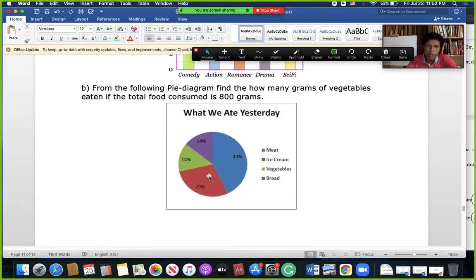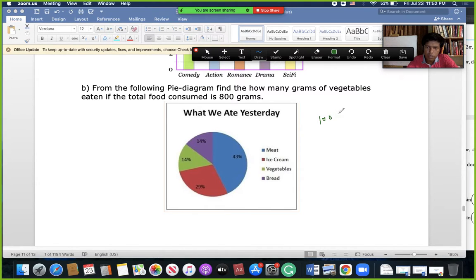Then from this pie diagram: how many grams of vegetables are eaten if the total food consumed is 800 grams? So that means 100% means 800. Vegetables are this color, so this color is 14%. So 14% means how many? Think how many?